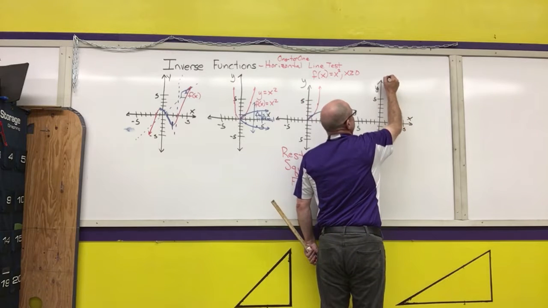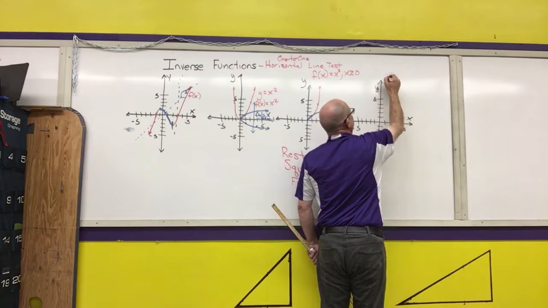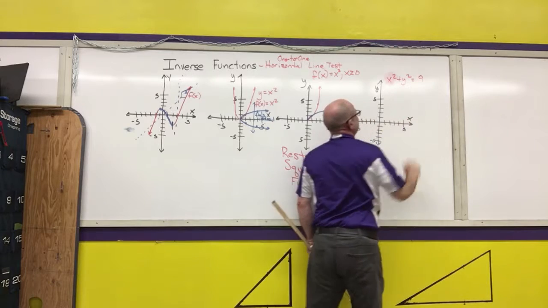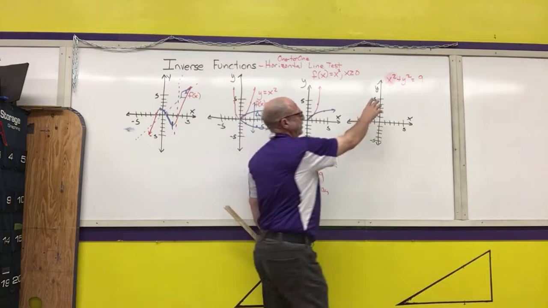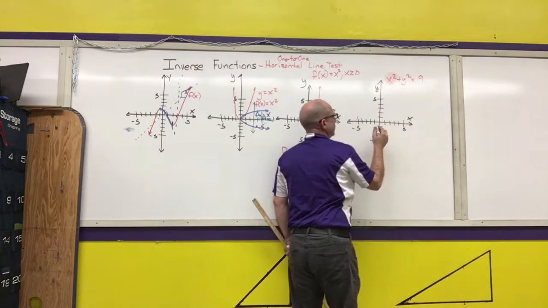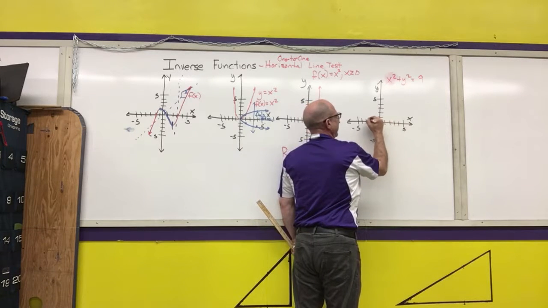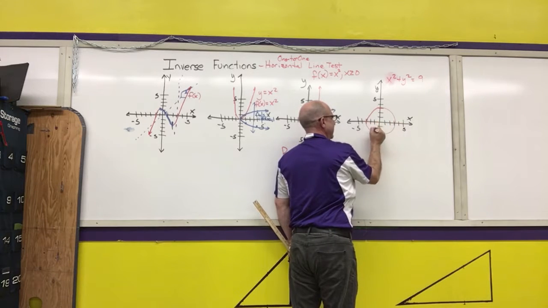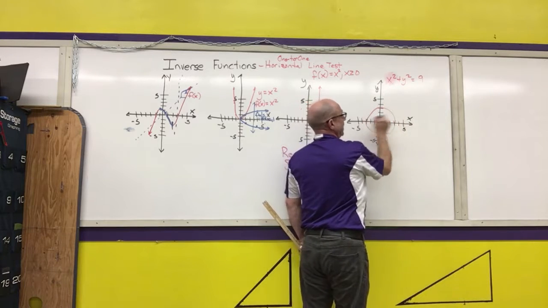Next thing I'm going to graph is, actually, we're going to not write it that way. We're going to write x squared plus y squared equals 9. You should recognize that from Algebra 2 or the beginning of this year, that is the equation for a circle that has a center at 0, 0 and has a radius of 3. And you should notice that not only is that not a function, but it doesn't even have an inverse.